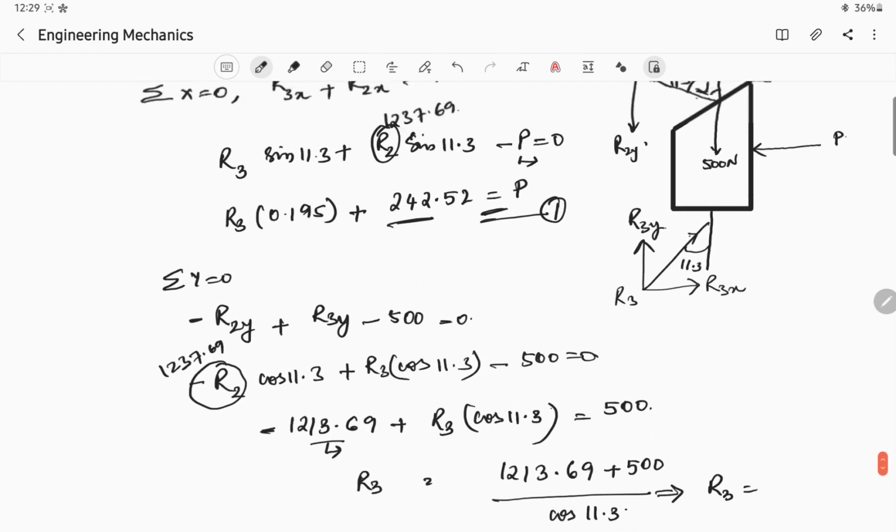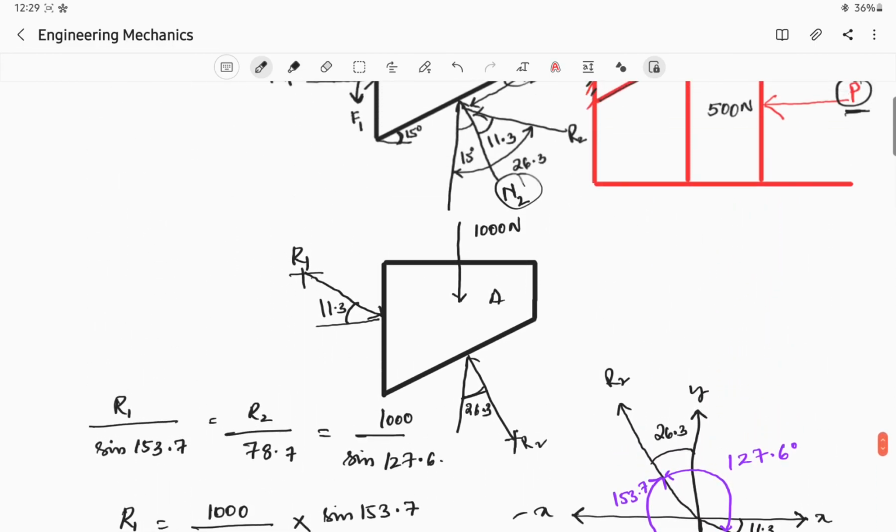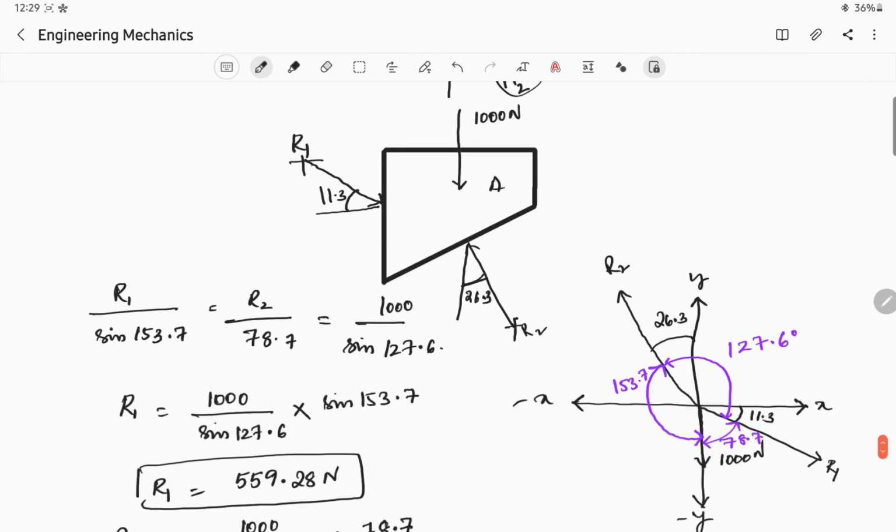So this is how we calculate unknown forces with the help of sigma x and sigma y. Also, we have to break down the problem into two parts. First, we have to consider block A, then we have to consider block B. Right? Thank you.